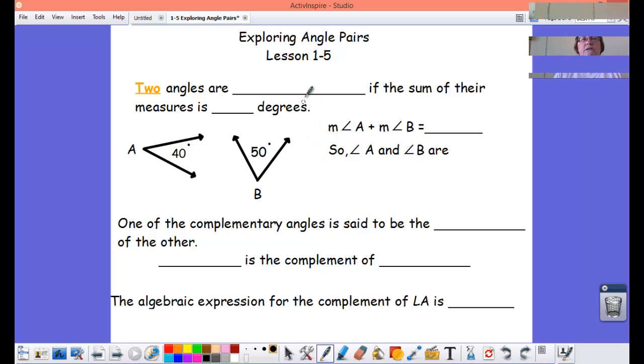We're looking at session 1.5 from your textbook today about angle pairs. And I want to begin by saying that the information we get today, you're going to use it the whole rest of the trimester and beyond. So this is very important today.